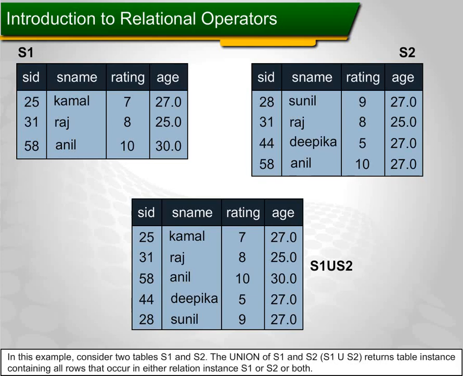In this example, consider two tables S1 and S2. The union of S1 and S2, that is S1 union S2, returns a table instance containing all rows that occur in either relation instance S1 or S2 or both.